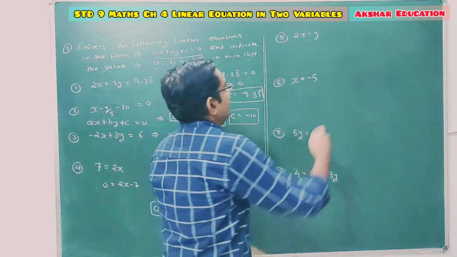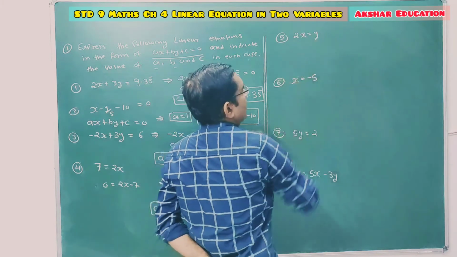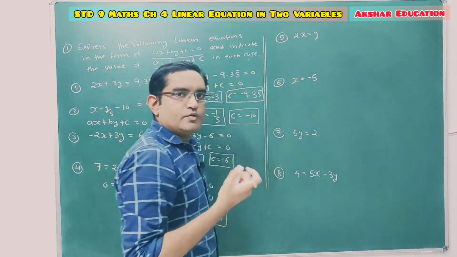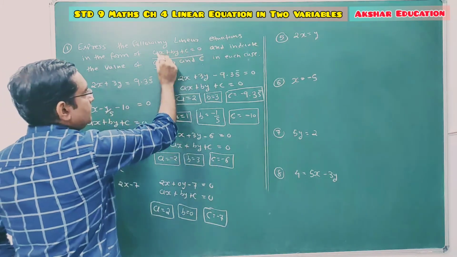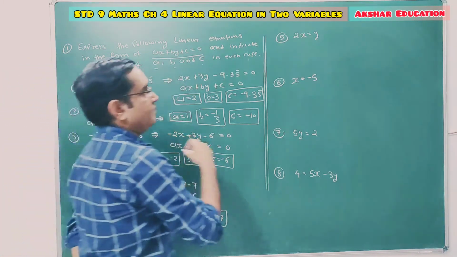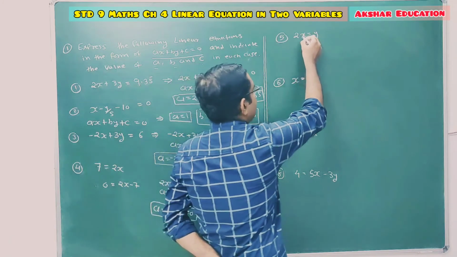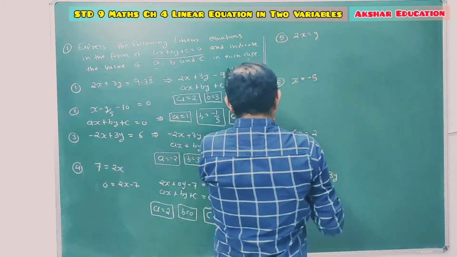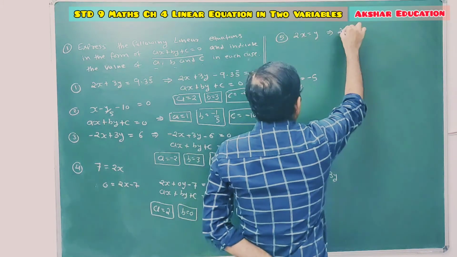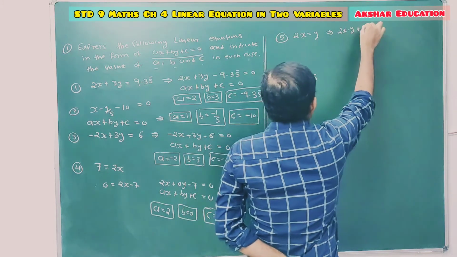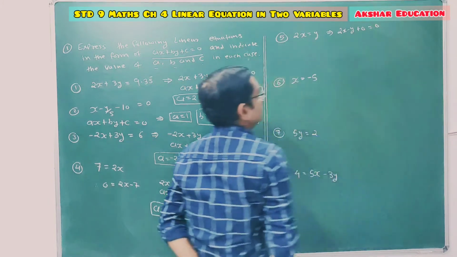Now check that question. Question number 5. Here it's 2x equal to y. We have to write the equation in standard form. In standard form it's equal to 0 and three terms must be present on the left hand side. Here variable x is there, y is there, but the constant term is absent. So for the constant term, we write 2x minus y plus 0 equal to 0.